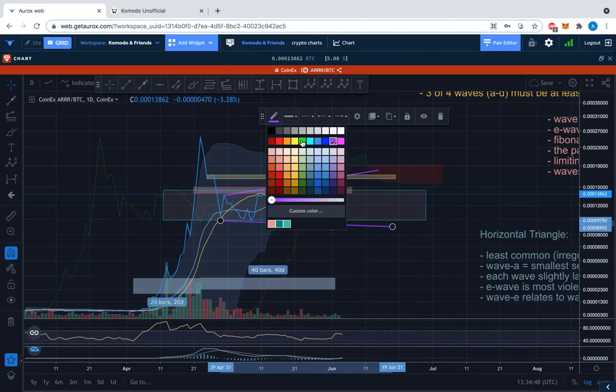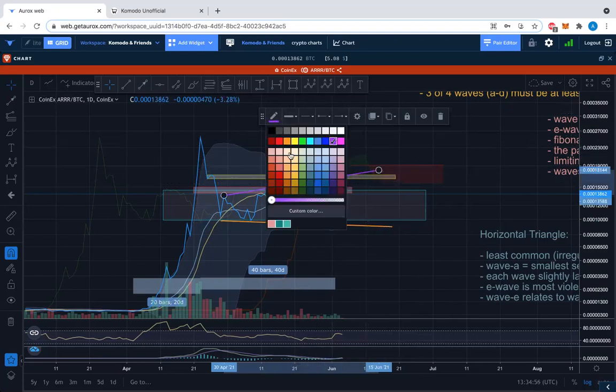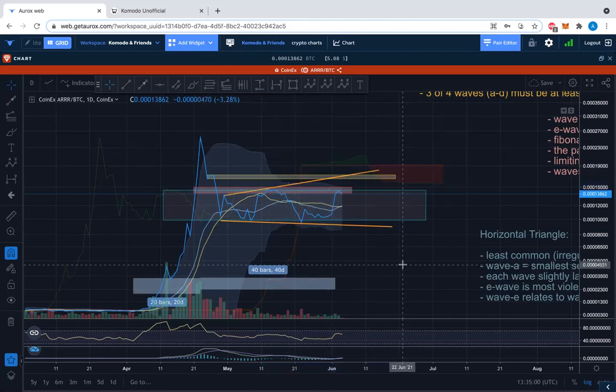Let's make them, yeah, orange. Good. Good. We need a little bit of orange in our life. And there you are.